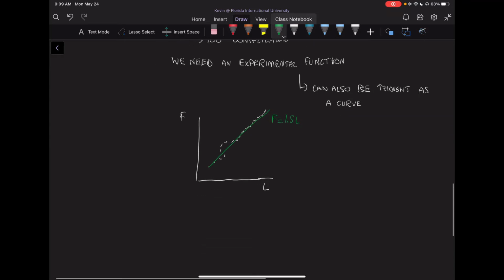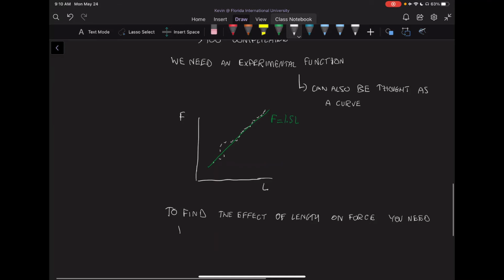So we can say that to find the effect of L on F, you need, for example, 10 lengths to run an experiment. So in order to find the effect of length on force, you need 10 lengths to run an experiment.